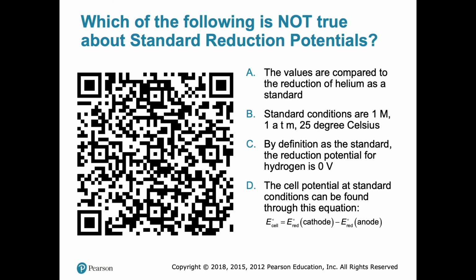Which of the following is not true about standard reduction potentials? The values are compared to the reduction of helium as a standard. Standard conditions are 1 molar, 1 atm, 25 degrees Celsius. By definition, as the standard, the reduction potential for hydrogen is 0 volts. Or you can calculate the cell potential at standard conditions through the equation E cell equals E reduced of the cathode minus E reduced of the anode. And this is our last thing for today.